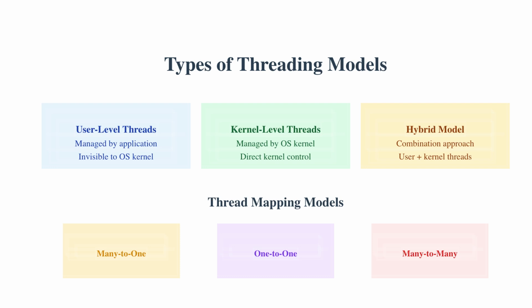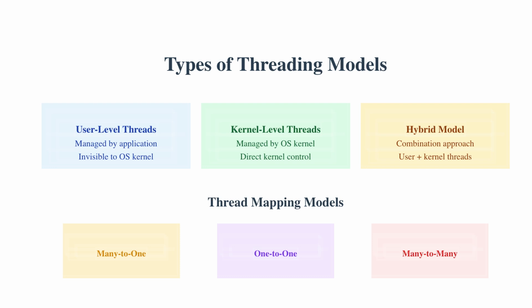Now that we've explored thread scheduling algorithms, let's dive into the different types of threading models and how they're implemented in modern operating systems. There are three main types of threading models, each with distinct characteristics and use cases. Let's examine each one carefully. First, we have user-level threads. These are managed entirely by the application itself, making them completely invisible to the operating system kernel. This approach offers fast context switching since no kernel intervention is required, but it also means that if one thread blocks, the entire process blocks.